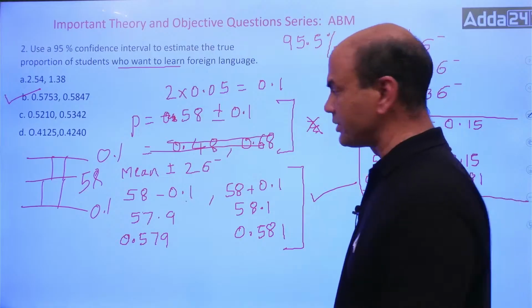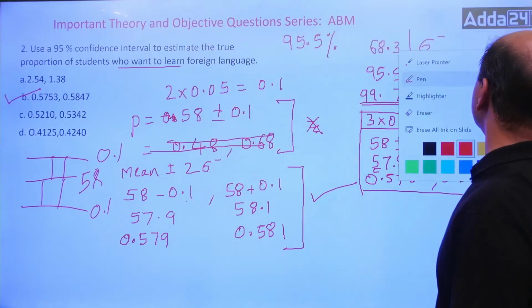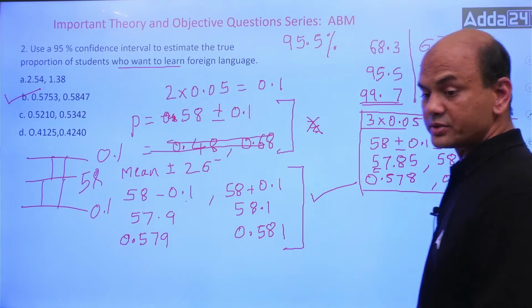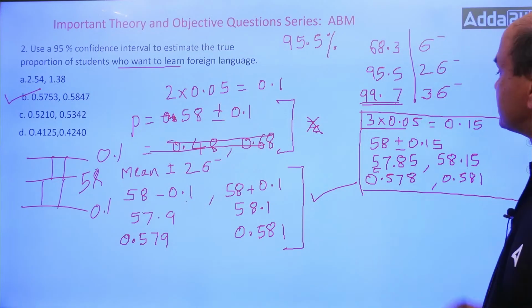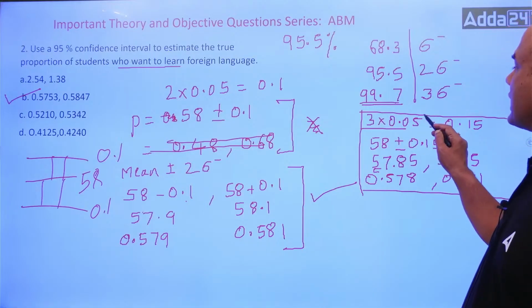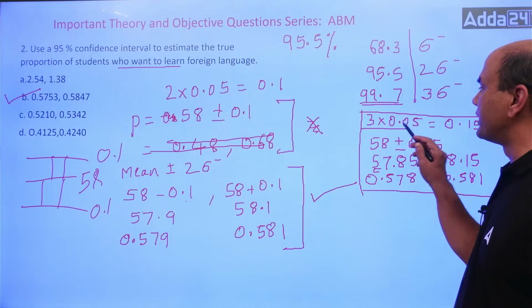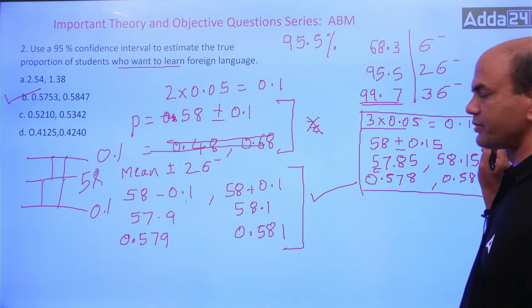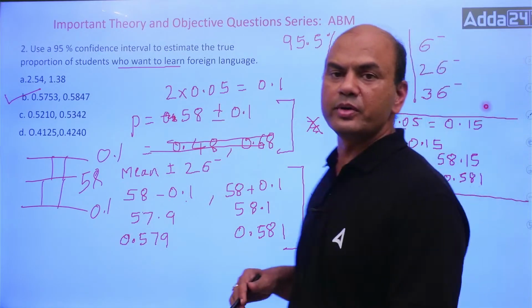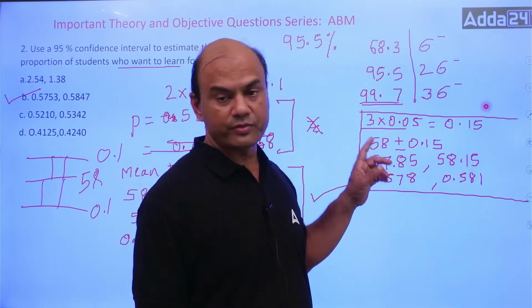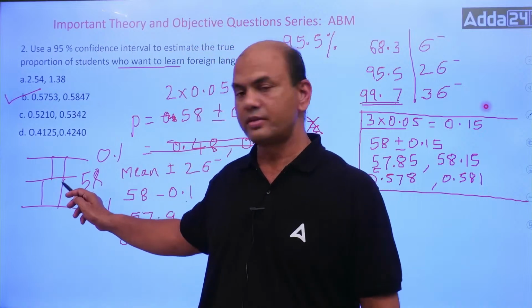Now in exam, if they ask you not 2 standard error, if they ask you 3 standard error, then what will you do? See this. 3 into psi dash. Psi dash means standard error. So 3 into psi dash 0.05. So it is 0.15. Again what you will be doing then? 0.15 into 3. So 58 is the mean.